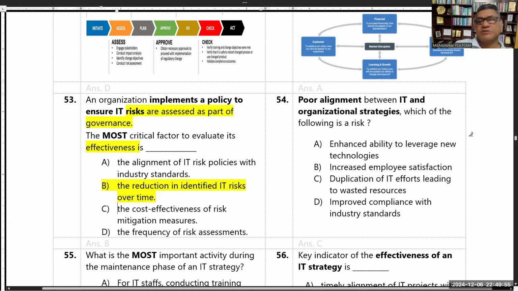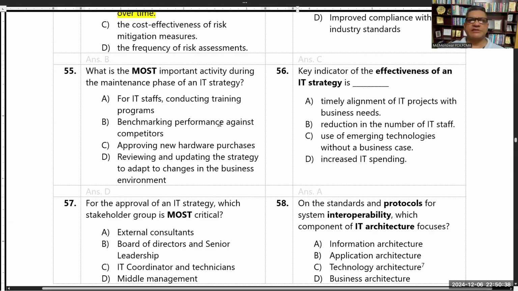Poor alignment between IT and organizational strategies. Which of the following is a risk? So here the risk is duplication of IT efforts leading to wasted resources. So here is the poor alignment between IT and organizational strategy. Then the risk is duplication of IT efforts leading to wasted resources. Answer C.